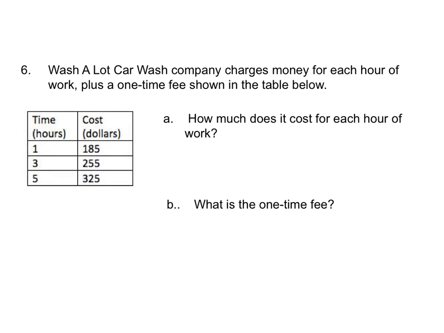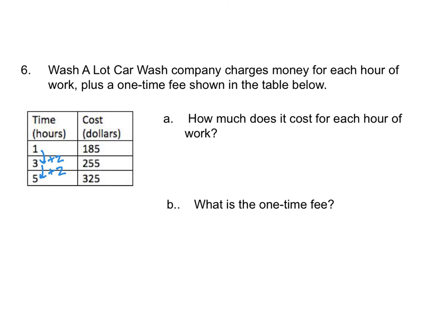All right, here is number 6. Wash-A-Lot Car Wash Company charges money for each hour of work plus a one-time fee shown in the table. So we have our table over here, and it asks how much it costs for each hour of work and what the one-time fee is. I like to answer these questions at the same time. So I'm going to look at this table and see that they went from 1 to 3, so it's like what we did before with the candle. Here we're adding 2, and then 3 to 5 is also adding 2.